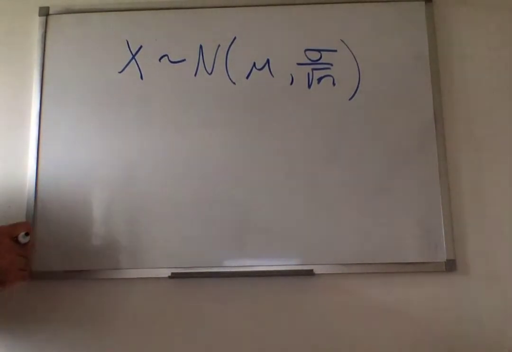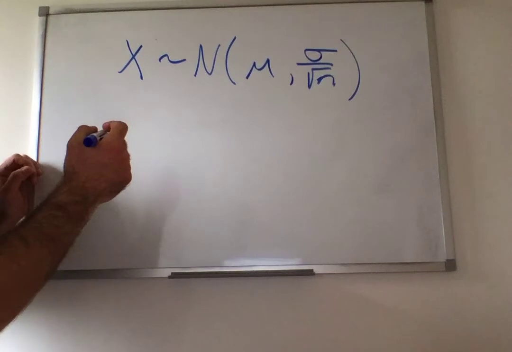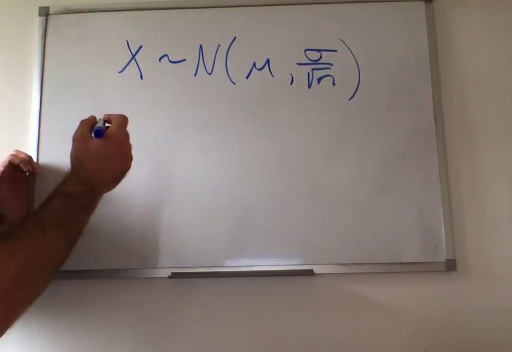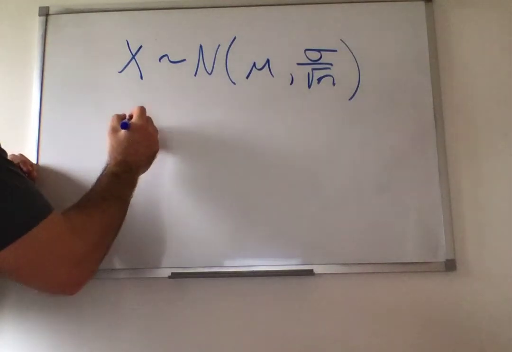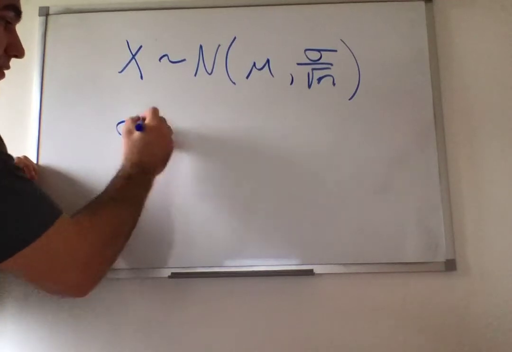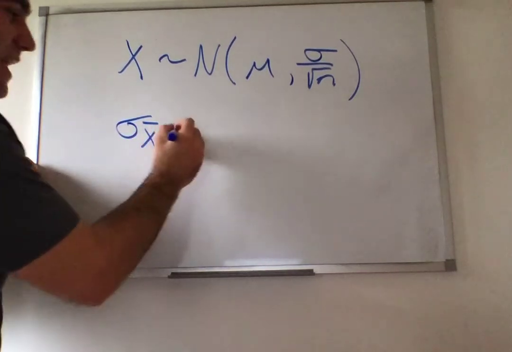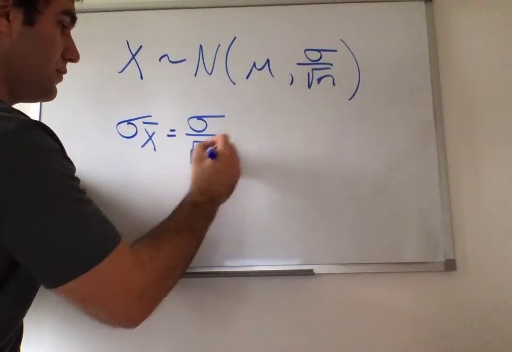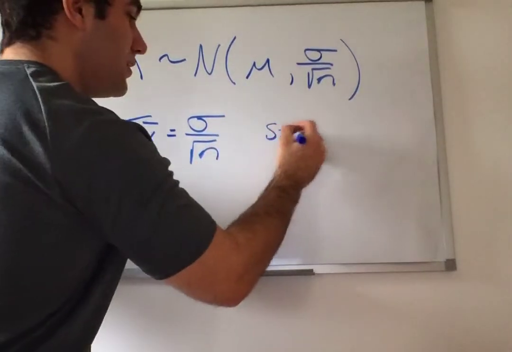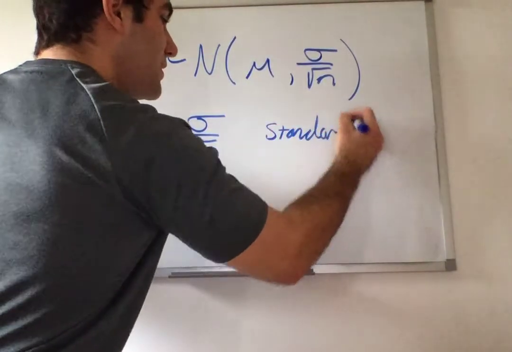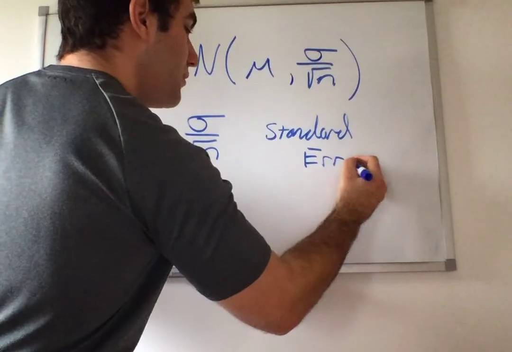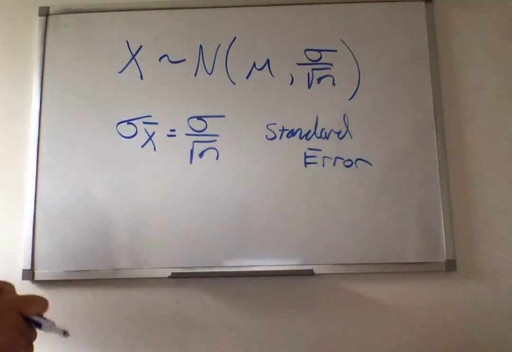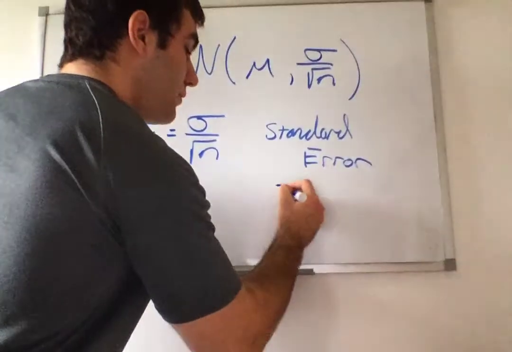Now, sometimes the definitions: the standard deviation of the sampling distribution sometimes is called the standard error of the mean.